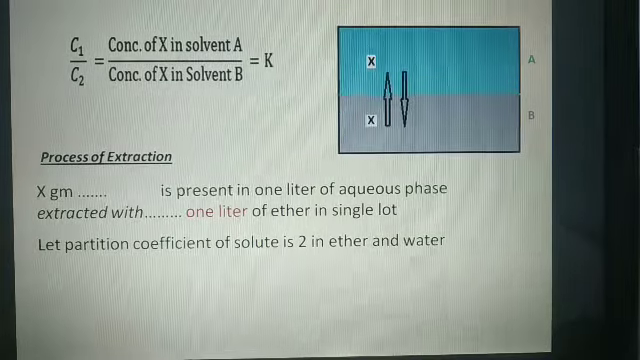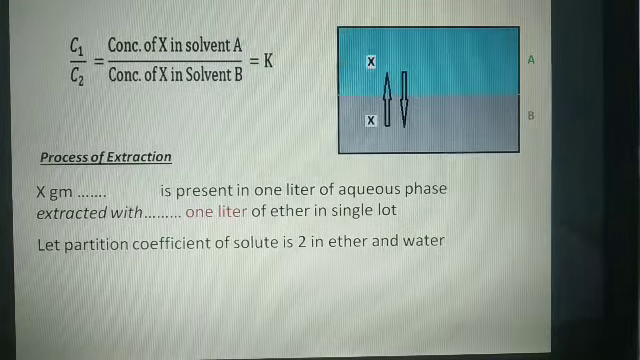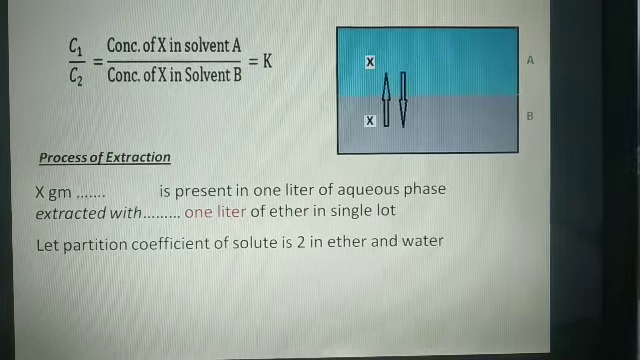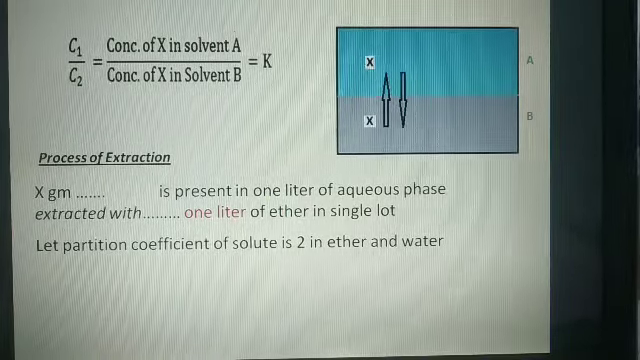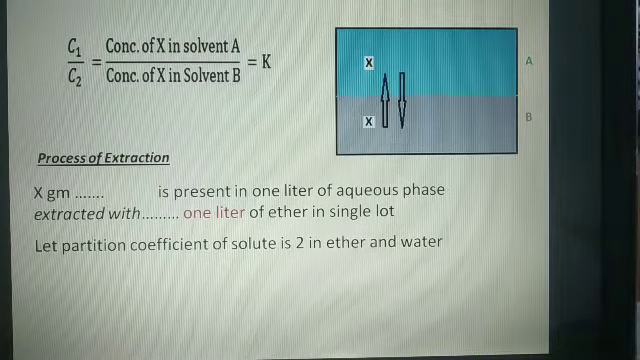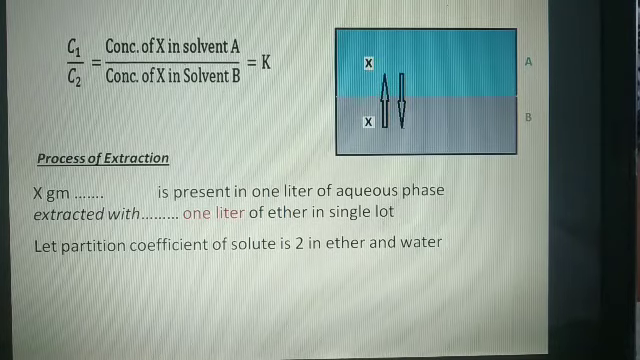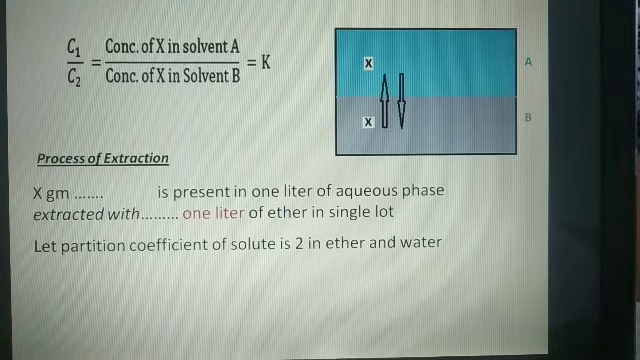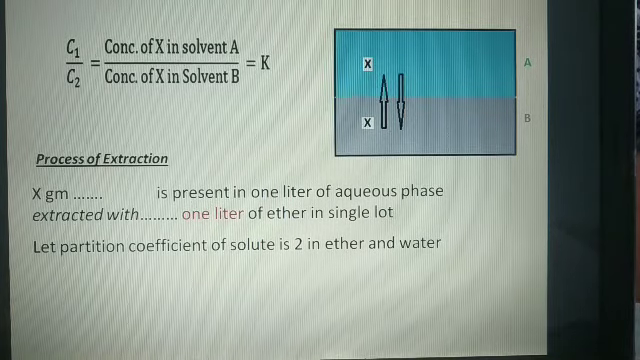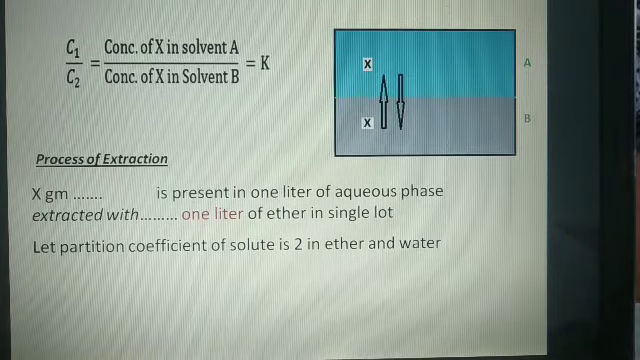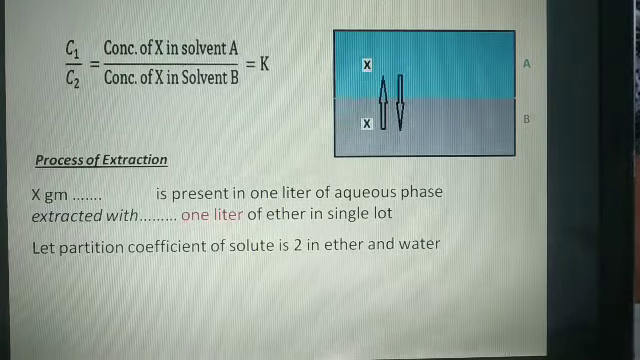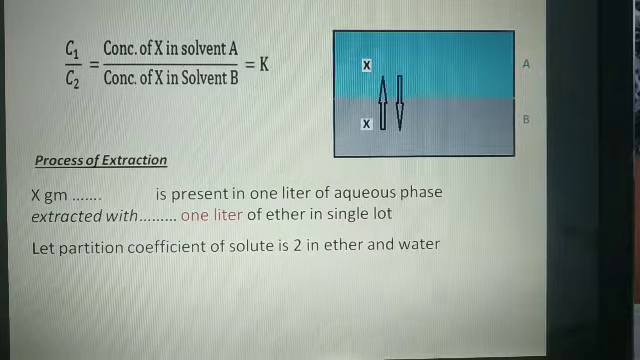I make a supposition here. Suppose X gram of the solute is present in 1 liter of solvent, and that solvent for the time being is the aqueous phase, meaning it is present in the water. Since the solute is more soluble in the other solvent, the ether here, it is extracted with 1 liter of the ether in a single lot.